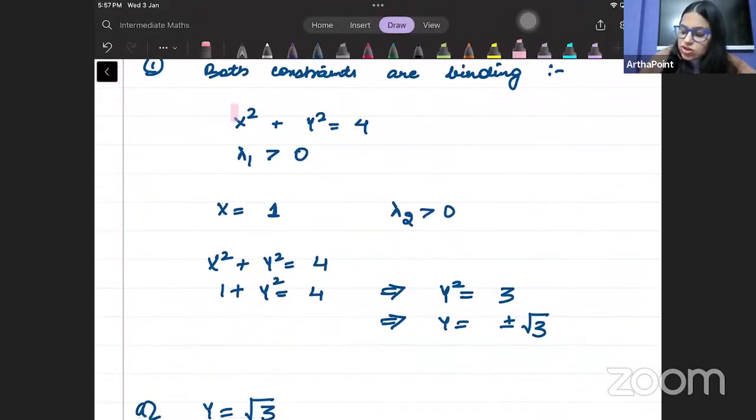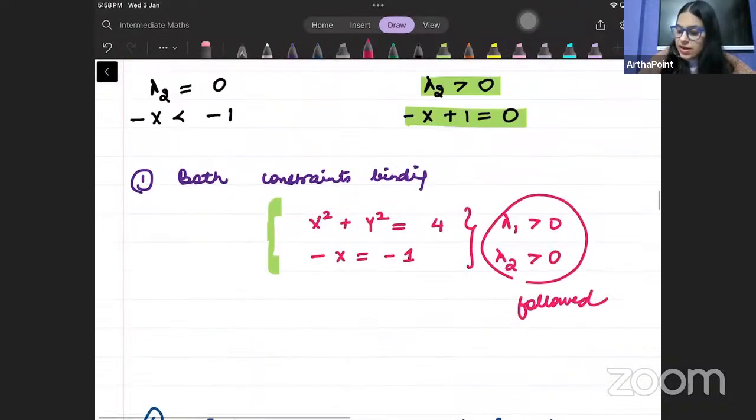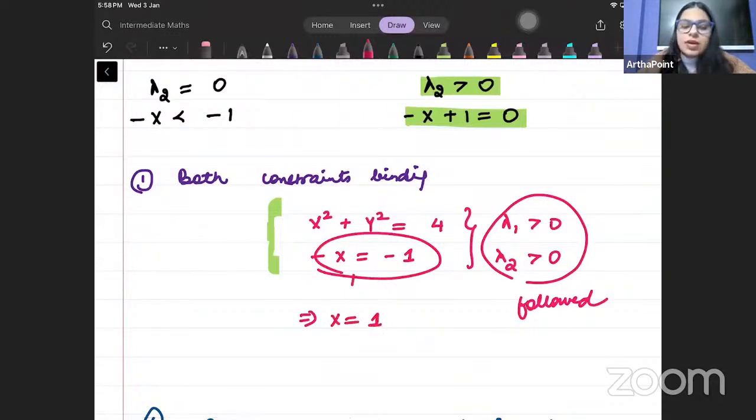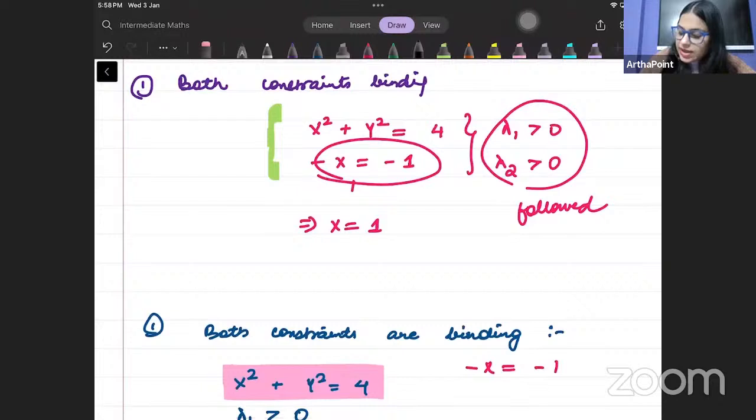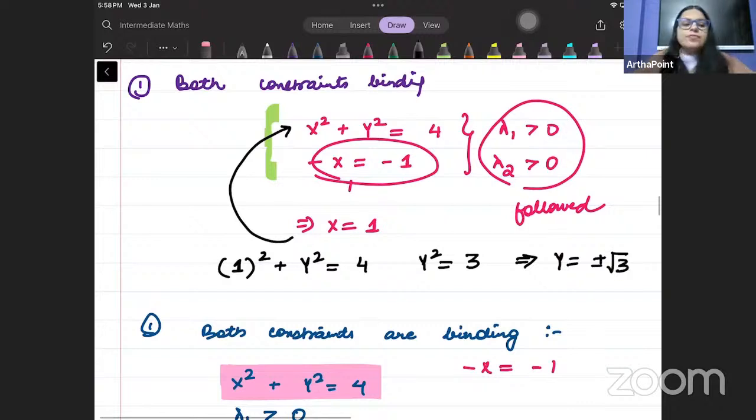तो मैंने इस constraint को binding रख के बोला कि x square plus y square is equal to 4. And दूसरा constraint मेरा binding था, so minus x is equal to minus 1 आया यहां से बच्चे. So this means that x की value आ गई 1. Beta, if x is 1, then I can put that x here. If I put that x here, I will get 1 square plus y square is equal to 4. So I will get y square is equal to 3. So I will get y is equal to plus minus root 3.